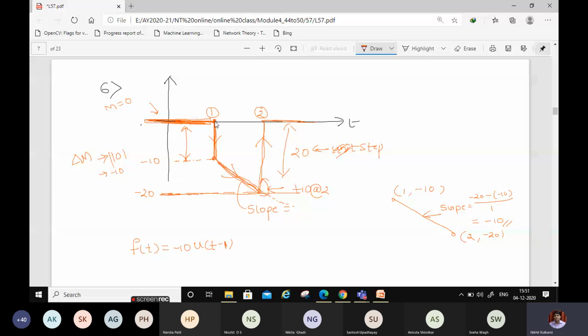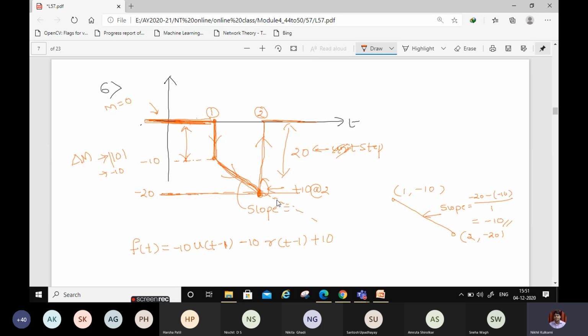So at 1 only, again there is a ramp signal. What is the slope of that ramp signal? It is also minus 10. It is starting at r of t minus 1. Then it should be stopped here. This ramp which is flowing like this, it should be stopped. So to stop that ramp signal, what do you have to do? You have to add plus 10.